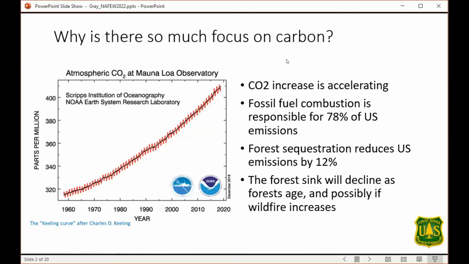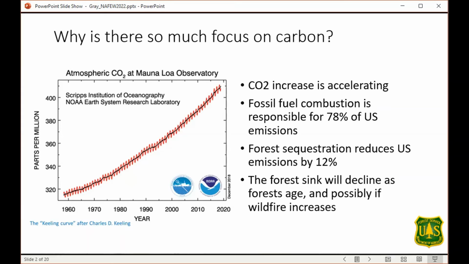So, of course, why is there so much interest in carbon? Well, carbon dioxide is increasing in the atmosphere, and that rate of increase is accelerating in recent decades. Even though fossil fuel combustion is responsible for 78% of US emissions, in recent years the sequestration of forests has been reducing that emission by 12%.